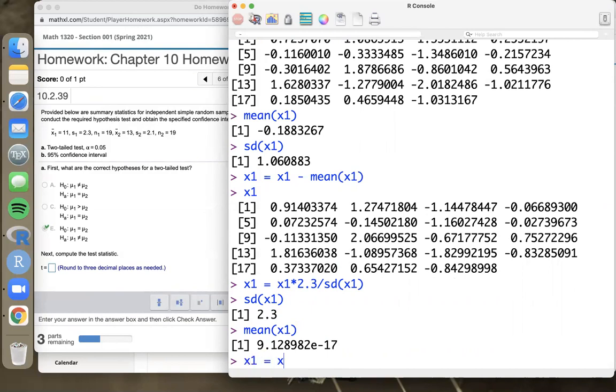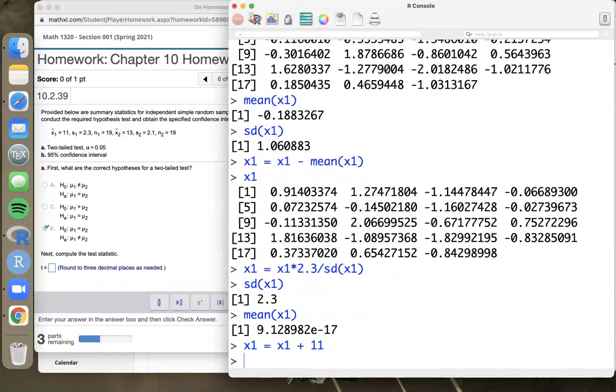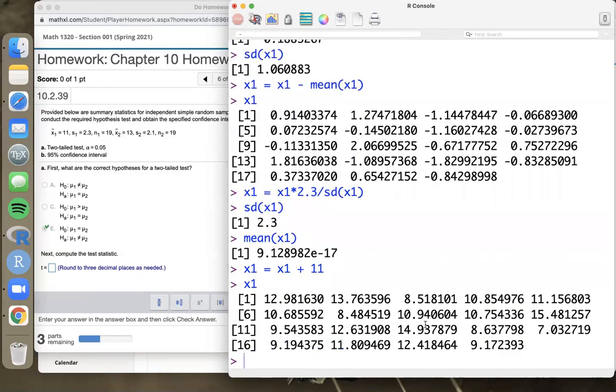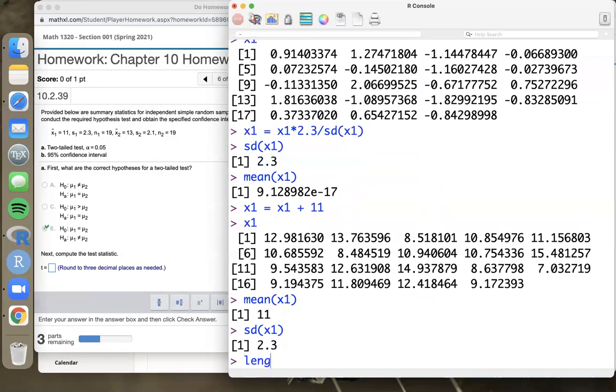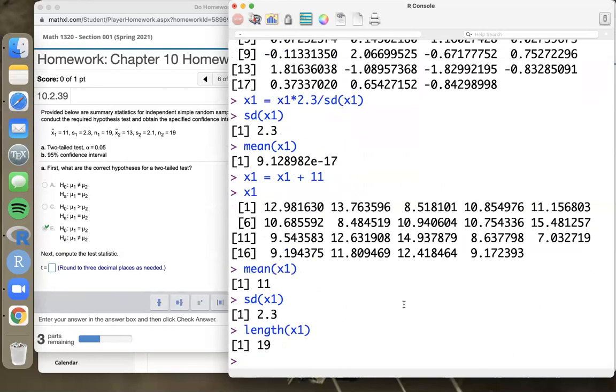And what we're going to do is shift back so that it has a mean of 11. Okay, and now this data set is exactly a data set with the properties that we wanted. It's got the right mean, the right standard deviation, and the right length. It's the right number of data points. Okay, and so that's how we do that.